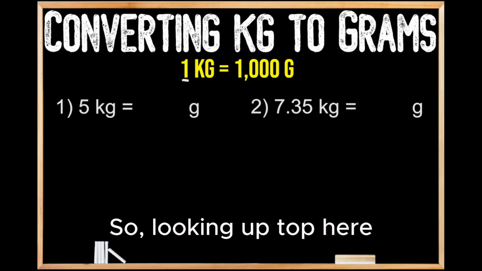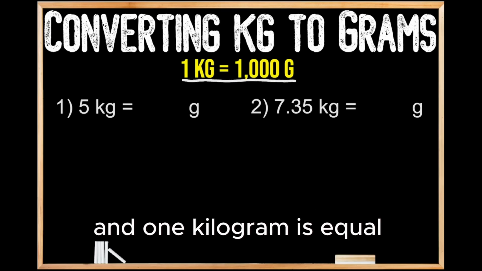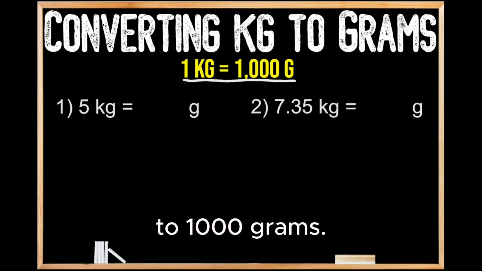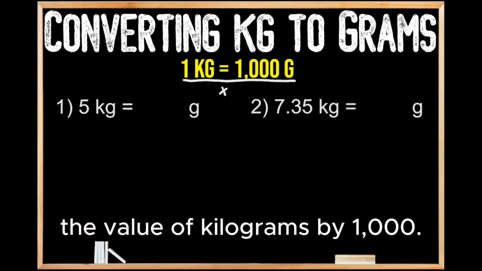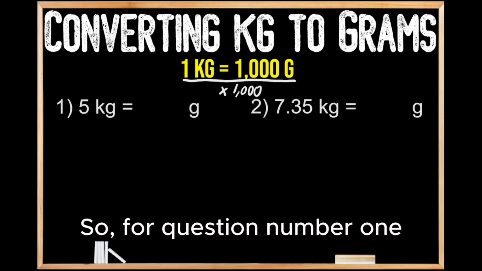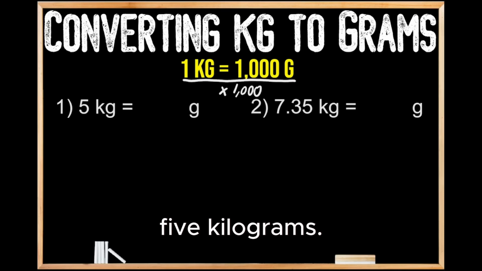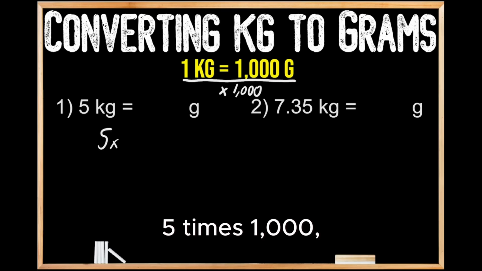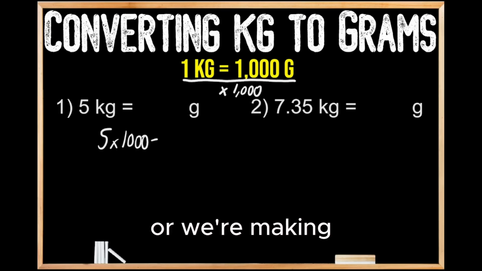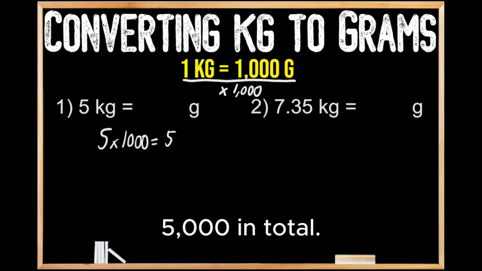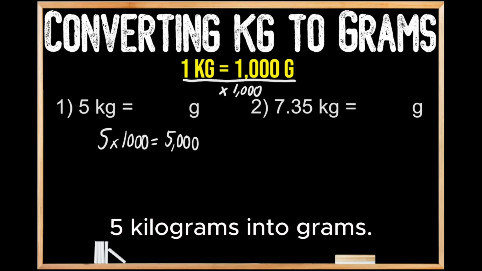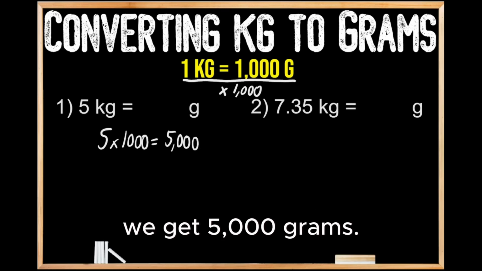So looking up top here, we can see our conversion, and 1 kilogram is equal to 1,000 grams. So when we're converting kilograms into grams, we're going to be multiplying the value of our kilograms by 1,000. So for question number 1, we're being asked to convert 5 kilograms. So we're going to be multiplying 5 times 1,000, or we're making 5 equal groups of 1,000. Well, that's going to give us 5,000 in total. So when we convert 5 kilograms into grams, we get 5,000 grams.